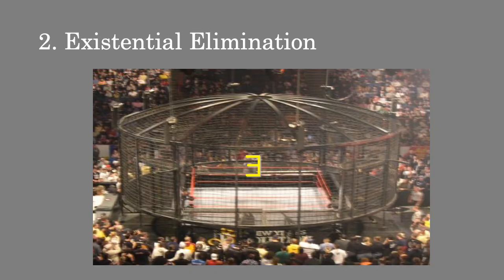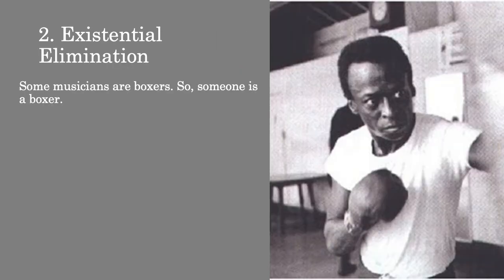Okay, let's talk about existential elimination now. Existential elimination is going to be needed for something like the following inference. Some musicians are boxers, therefore someone is a boxer. And in case you don't know, that's Miles Davis.